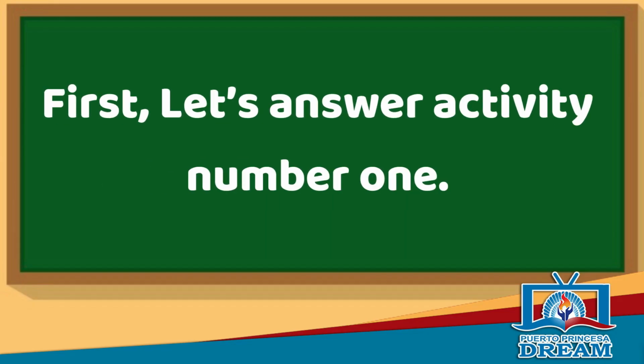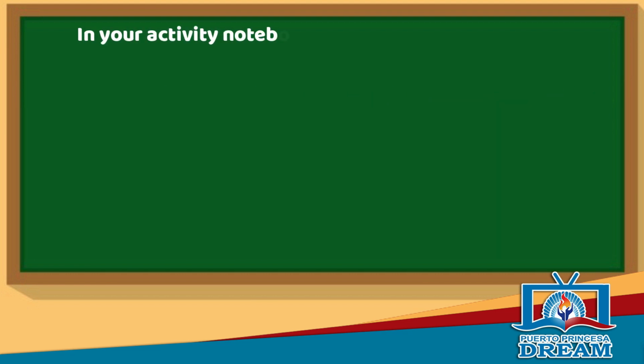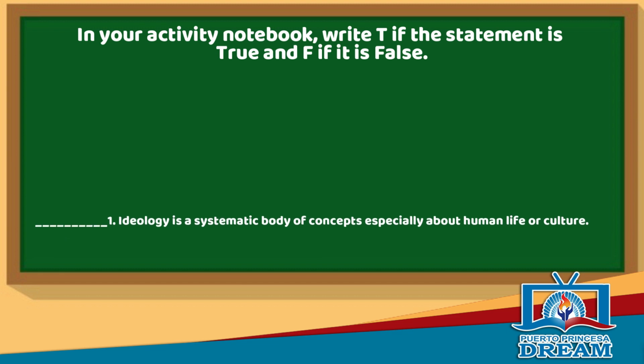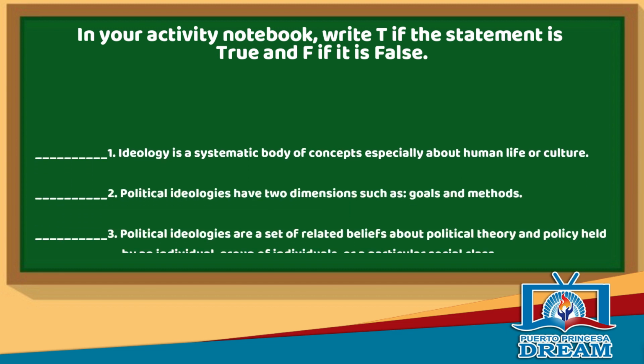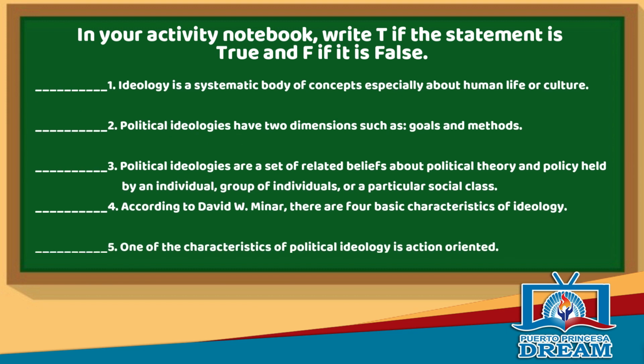First, let's answer activity number 1. In your activity notebook, write T if the statement is true and F if it is false. Number 1. Ideology is a systematic body of concepts, especially about human life or culture. Number 2. Political ideologies have 2 dimensions, such as goals and methods.